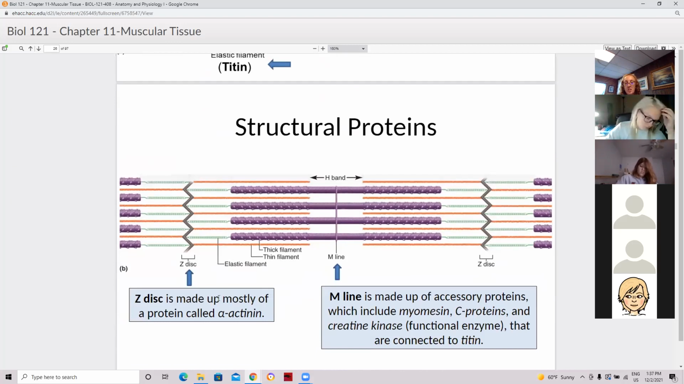So the Z disc is made up mostly of a protein called alpha-actinin. Remember, alpha-actinin was one of those structural proteins. The M line is made up of accessory proteins like myomesin, C proteins, creatine kinase, which we'll talk about later, that are all connected to titin. I like to think of the M line as being the middle line through the thick filament.